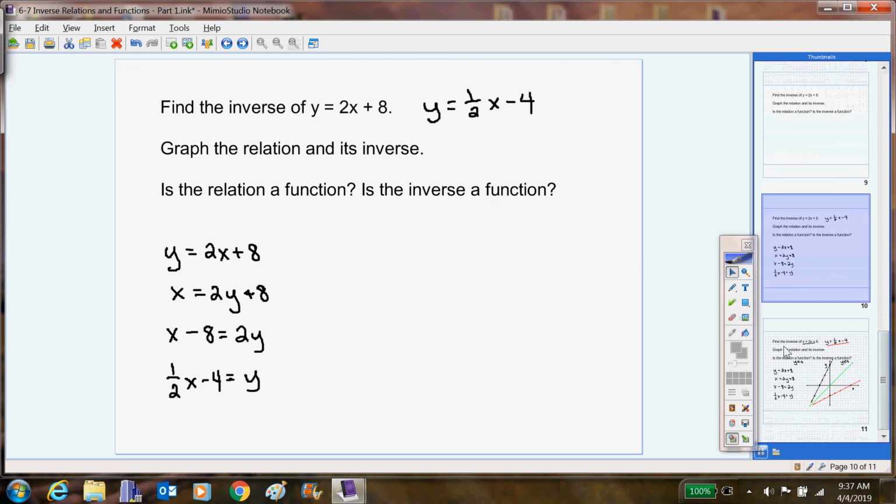And then to graph them, each one's a line. The stretches, compressions, all those are great, but when you just have linear graphs, do what you know as far as mx plus b. This one would start at 8 and go up 2 over 1, rise over run. This one will start where? If you're just graphing the inverse line, mx plus b, we'll start at the -4, and then our slope is up 1 over 2.